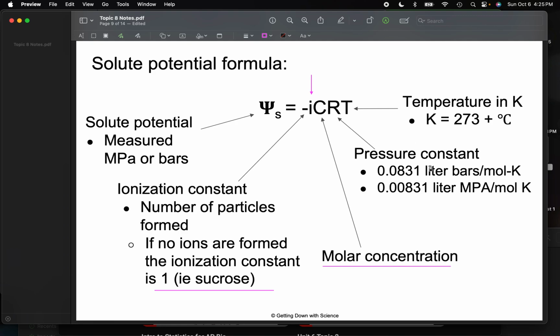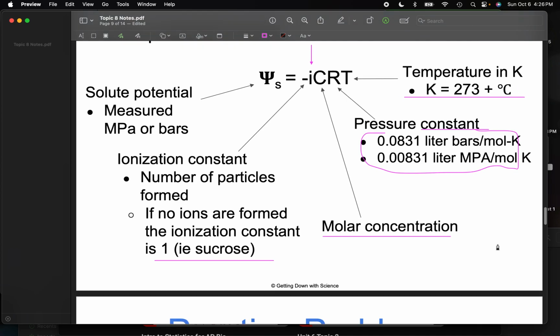And then your pressure constant, thank goodness it's a constant, right? So we're going to measure it in either, this or this, depending on what the equation calls for, whether we're going to measure it in liter bars per mole per K or whatever. And then finally, temperature in Kelvin. Kelvin is the temperature scale that we use for these kinds of equations, and it's just taking 273 and adding whatever degrees Celsius it is.